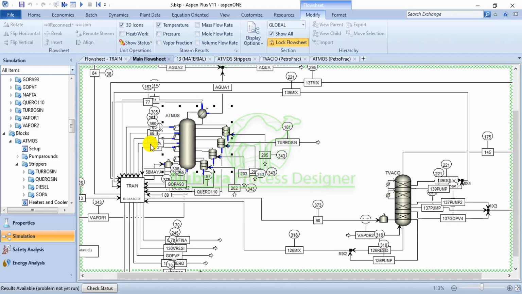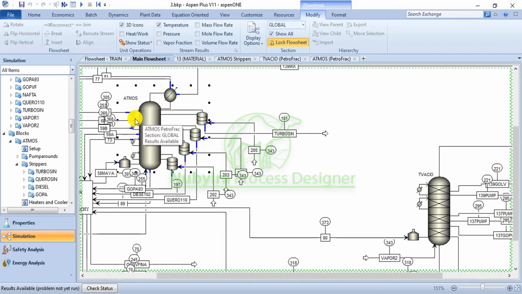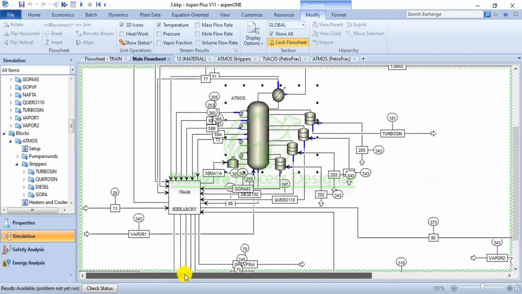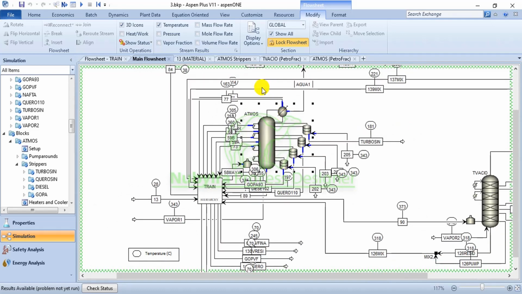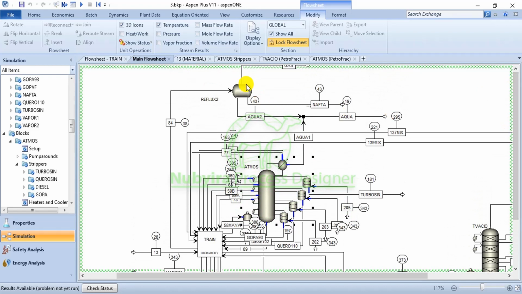Even for the pump around streams, you can see for the atmospheric column too, they are also sent to the heat exchanger train in order to reduce the cooling utility needed for the pump around circulation. For the vapor, we have the condenser. The condenser is also integrated in the heat exchanger train. And we have the reflux drum over here. So this is the flow sheet.